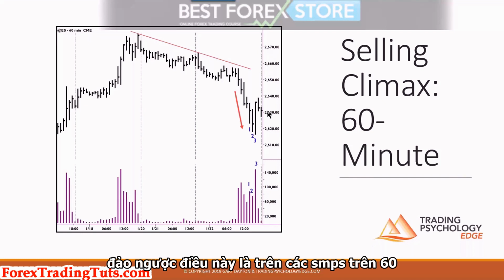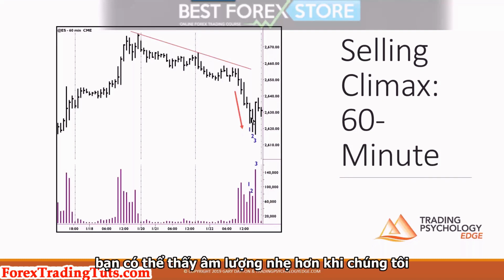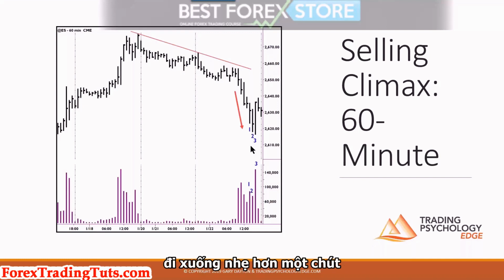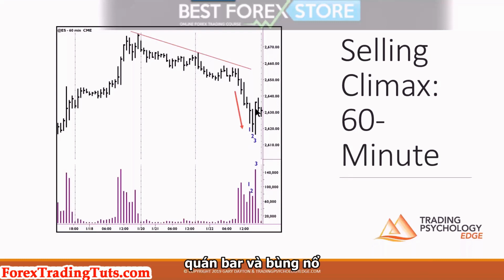This is on the S&Ps on a 60-minute chart. You can see the shortening of the thrust. You can see the buying. You can see the lighter volume as we're coming down, a little bit lighter. And then we dip underneath these two bars and boom, that's strength coming in. That's climactic action there. And we're way outside of the trend channel on that 60-minute basis.